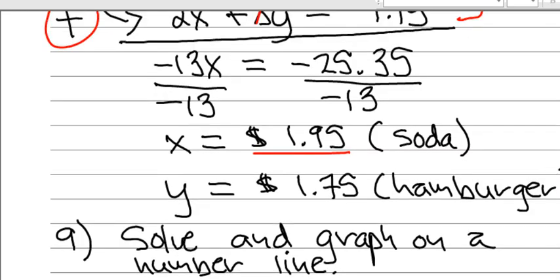Go back and plug in. You can plug into any of the equations. Plug in your $1.95 for x. Solve it. And you'll get your y, which is $1.75 for the cost of a hamburger.